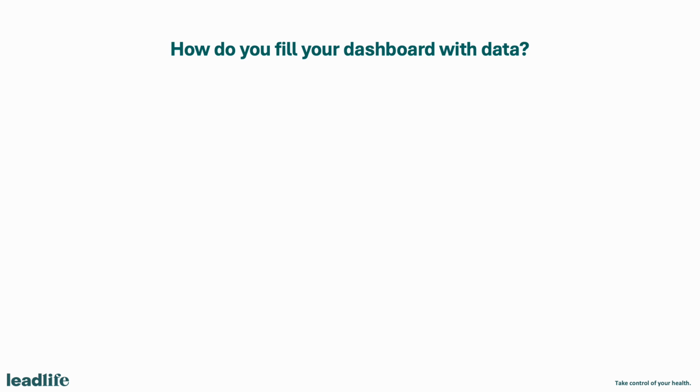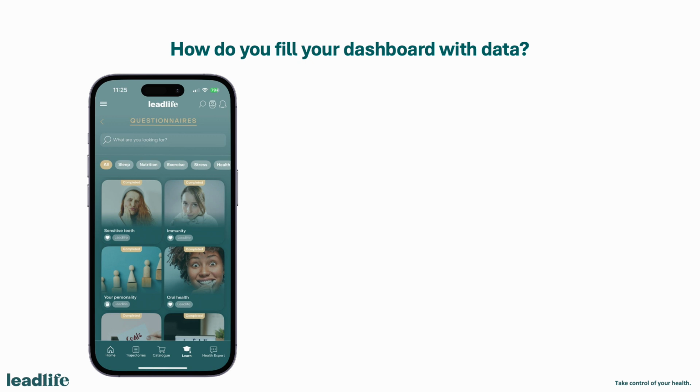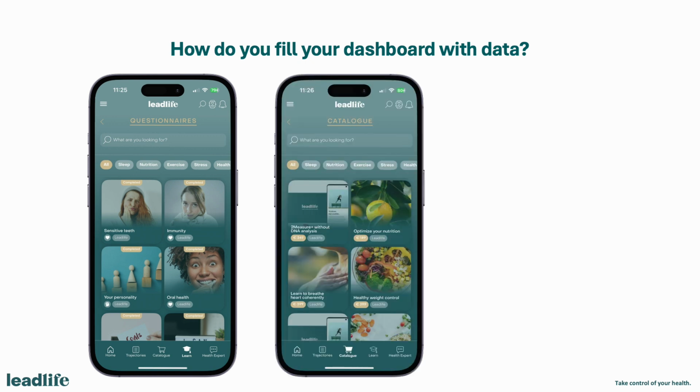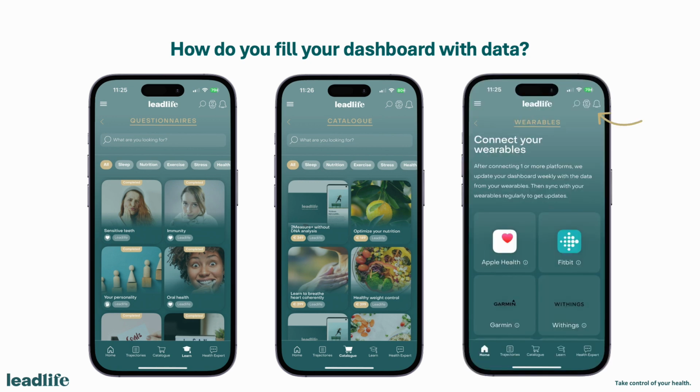This can be done in 3 ways. The first way is by filling in questionnaires. You can find these in the Learn section. A second option is by performing specific measurements offered by Leadlife. You can find these in the catalog. Finally, as a Plus member, you can connect your wearable if it's supported by Leadlife.